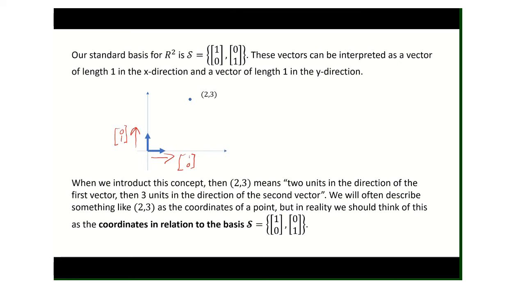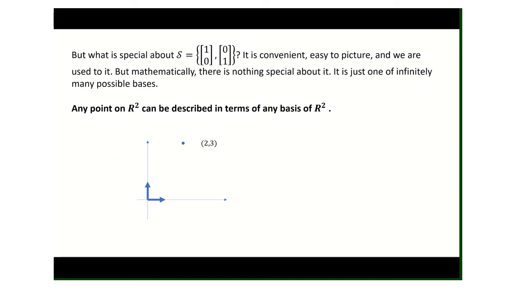So we can think of this as not just coordinates of a point, but coordinates in relation to this basis. Because we're saying for this basis, these are the directions on how to get to our point. But what happens if we change the basis? As we've seen, there are many different bases for R2. Why do we use that basis? Well, it's convenient, it's easy to picture, but mathematically there's nothing special about it. It's just one type of basis. And we've seen that any point on R2 can be described using any basis.